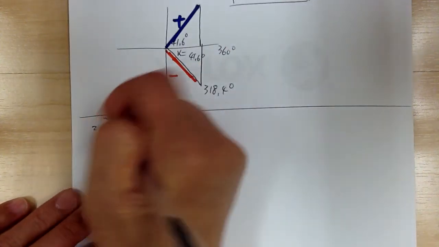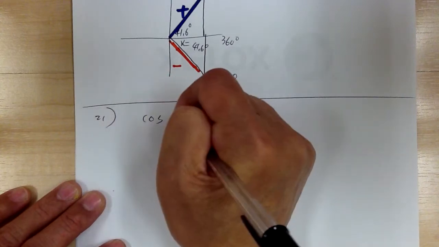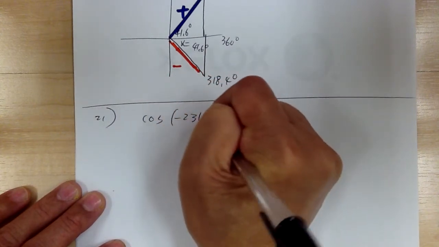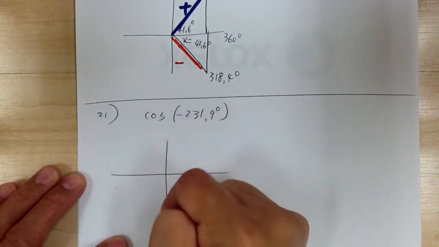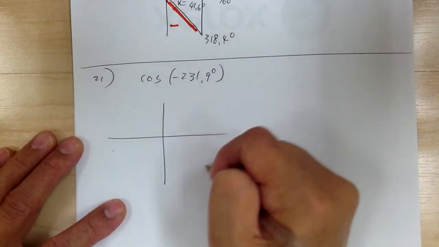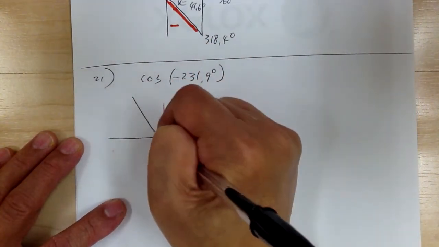Okay. 21, you have cosine of negative 231.9 degrees. So it's negative 231, so it's about right over here.